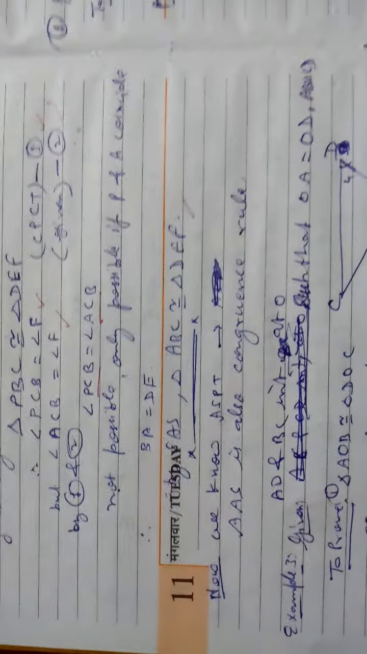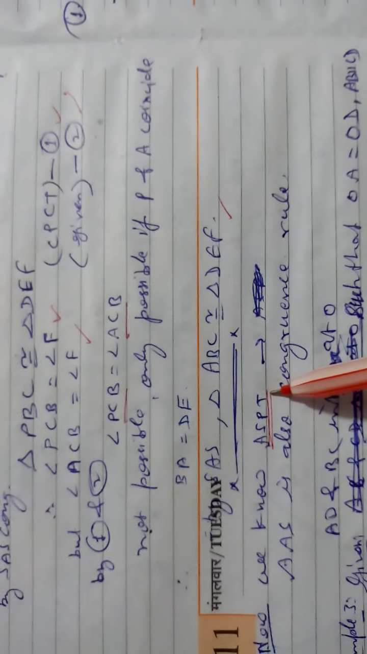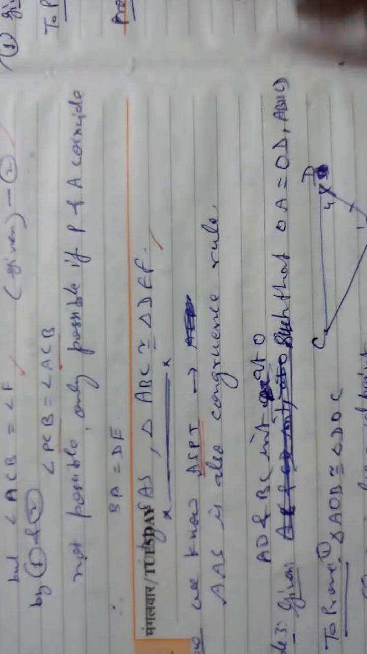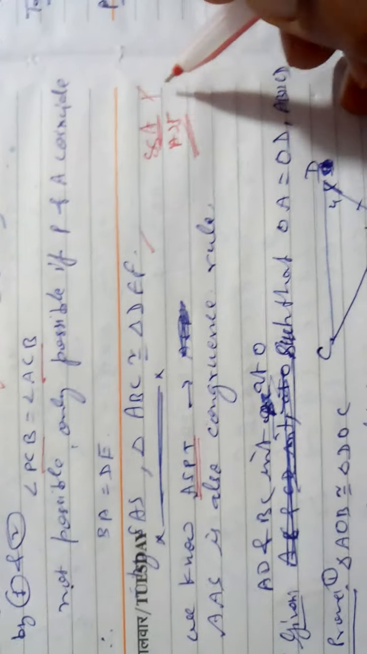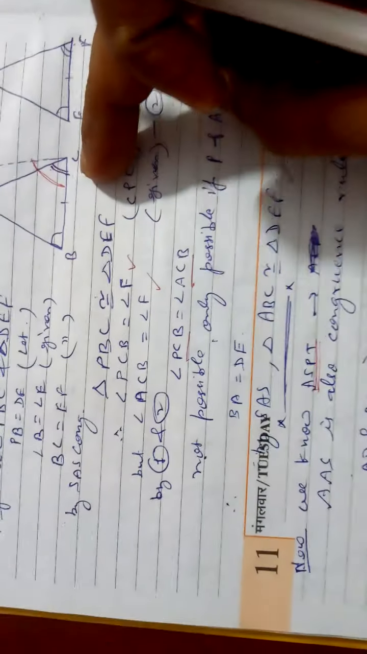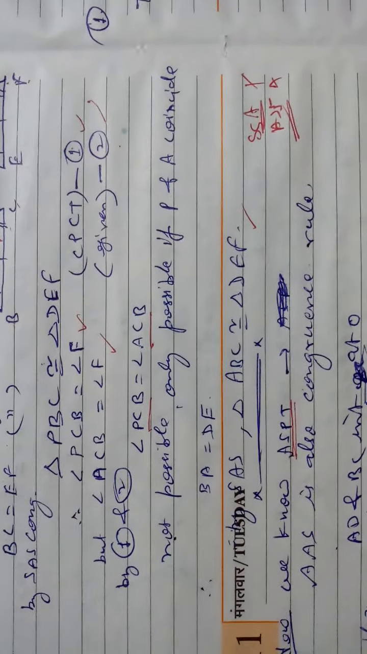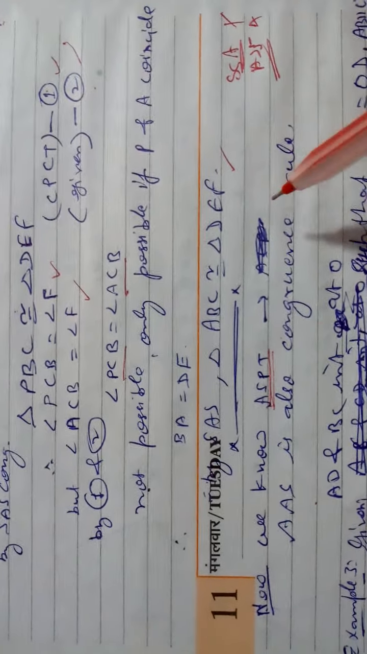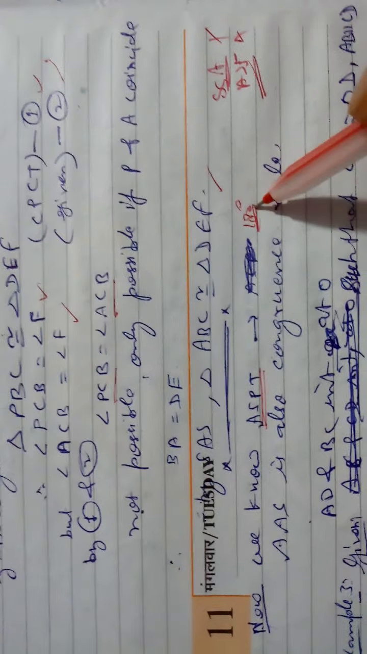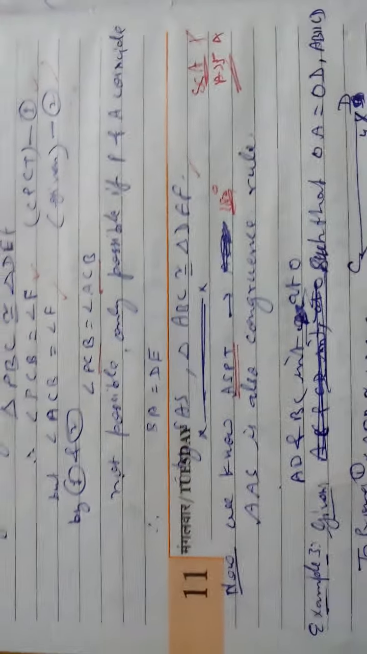So SSA is not possible. Double S, SSA or ASS is not any congruency. But double A, S is a congruency. Double AS, and you have proved ASA. Double AS means if the two angles are equal, then the third angle will also be equal by the angle sum property of the triangle, which is 180 degrees. Two angles are equal, then the third angle will also be equal. So by this rule you can apply AAS.